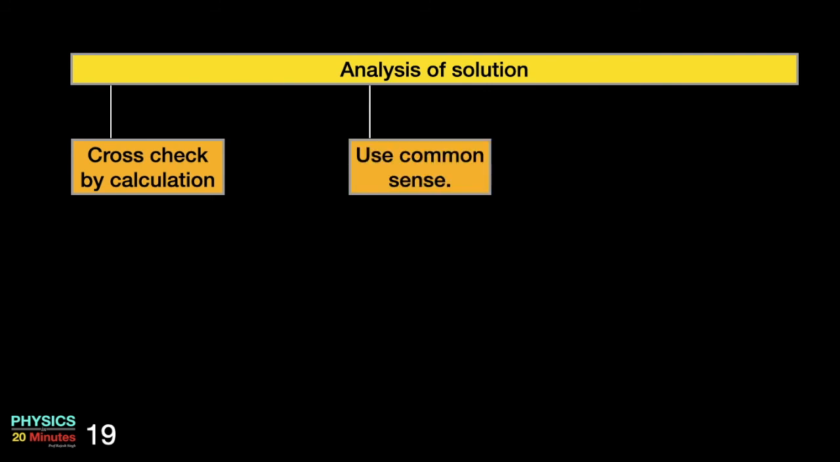Sometimes common sense is very important. For example, if the acceleration is positive and your calculations show that the final velocity is less than initial velocity, that means something has gone wrong in the calculation. So you can go back and check the calculation. Sometimes looking at graph also gives you a hint if your solution has gone incorrect.